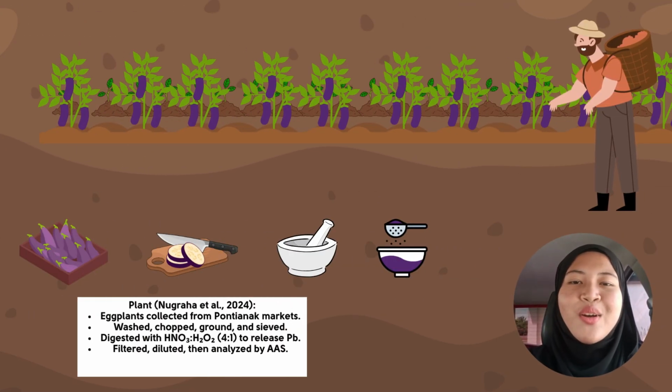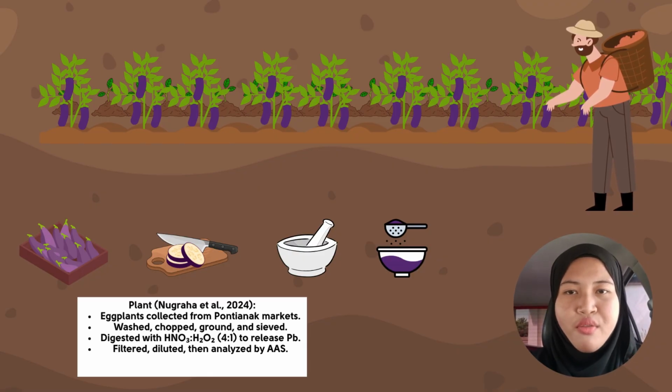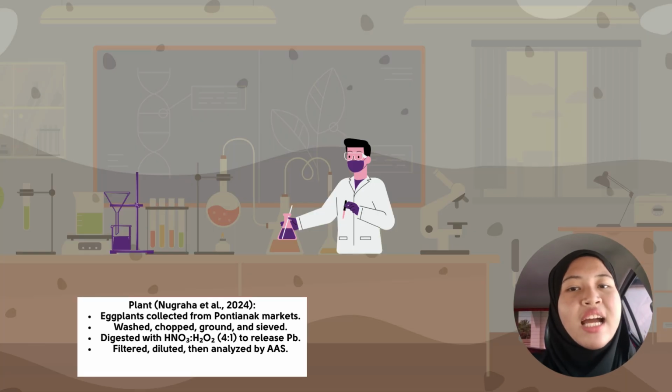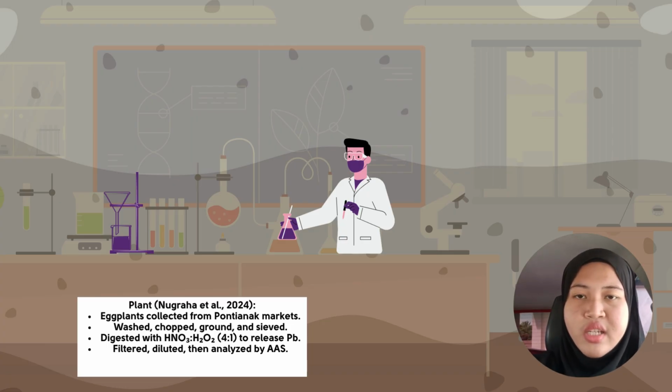For plants, according to Nugraha et al. 2024, eggplants were collected from markets in Pontianak. The samples were washed, chopped, ground, and sieved. Then, a digestion process was carried out using a mixture of nitric acid and hydrogen peroxide in a 4:1 ratio. This step breaks down organic matter and releases lead into the solution. The digested sample was filtered, diluted, and then analyzed using AAS.